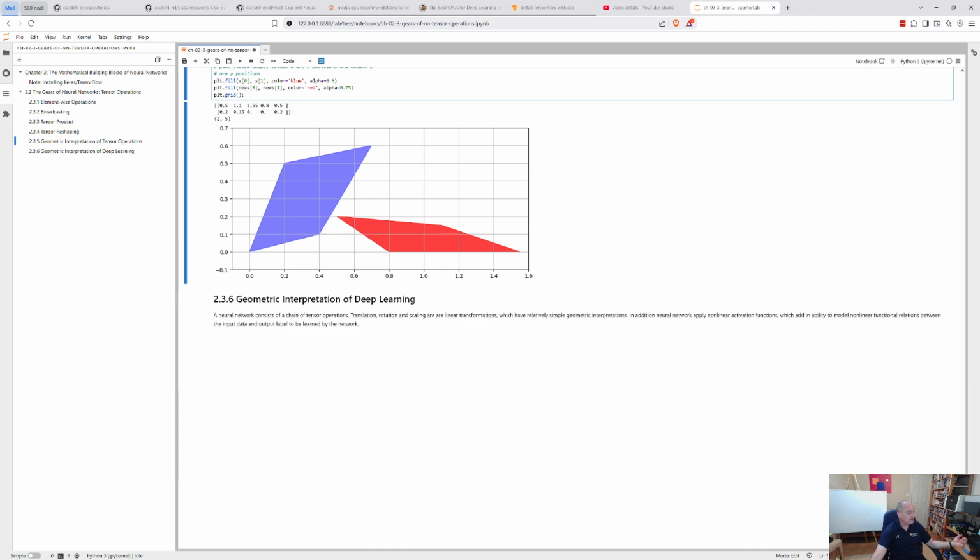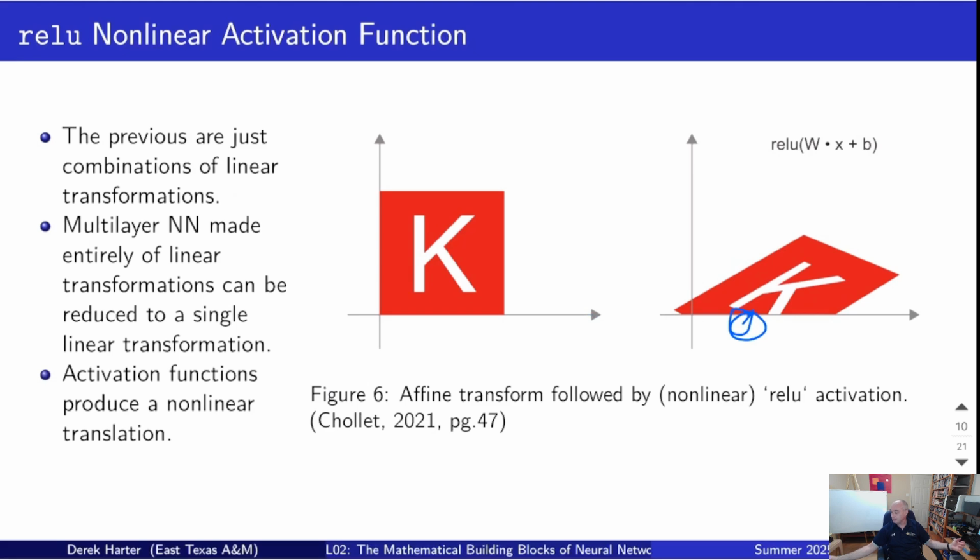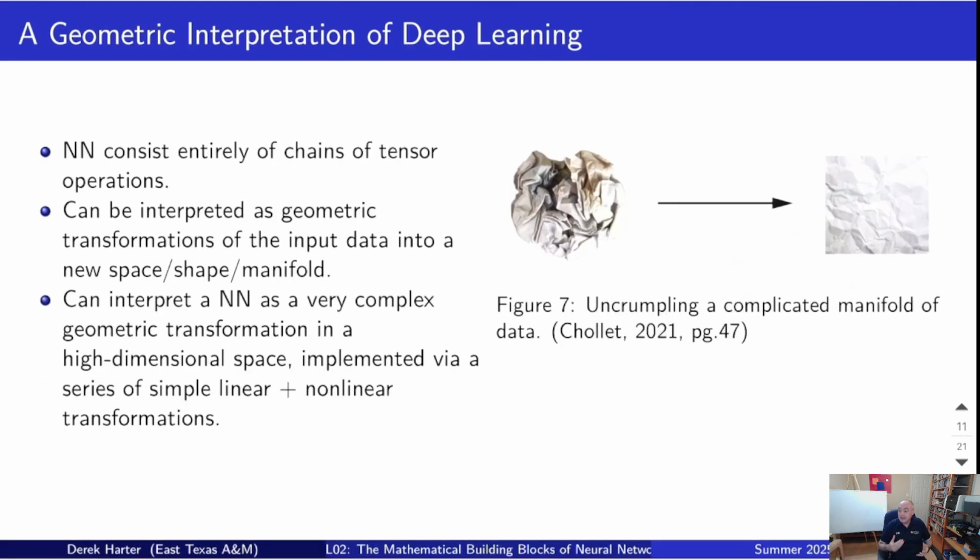So finally, just to summarize this, a neural network consists entirely of a chain of tensor operations, and it can be useful to build an intuitive understanding of the geometric interpretation of those transformations. So that's what I was trying to do in this lecture, right? These can be interpreted as transformations of the input data into a new space or new manifold, right? So you can interpret what a deep neural network is doing as a very complex sequence of geometric transformations in a high dimensional space implemented via a series of these tensor transformations we talked about, right?